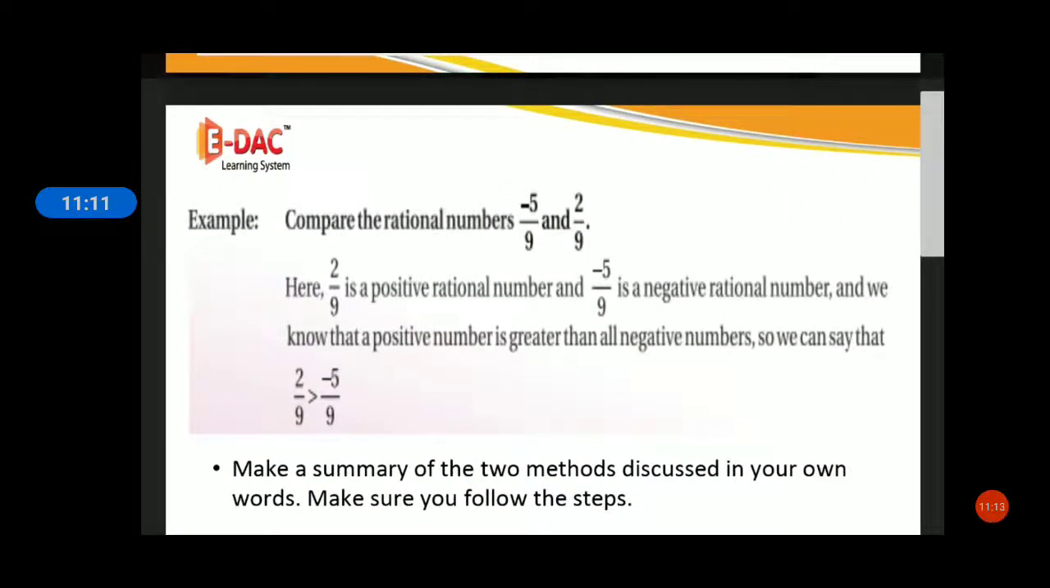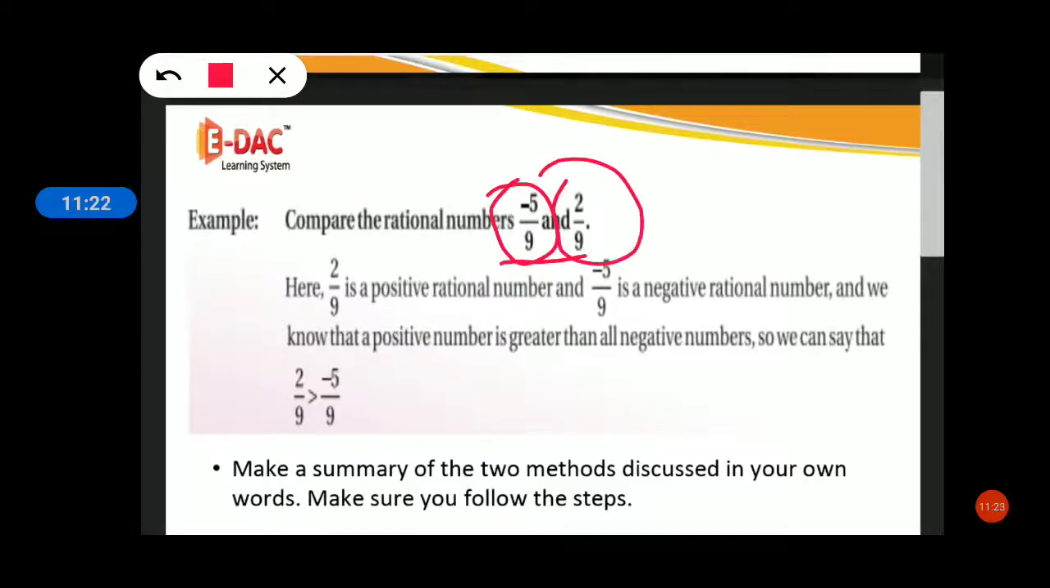Compare the rational numbers -5/9 and 2/9. How will you compare this? They have the same denominators. First, check whether the negative number is greater or the positive number is greater. Positive number. So 2/9 is the greater number. If you check the denominator, it is the same. So no problem. You can directly compare. That's all about this, students.